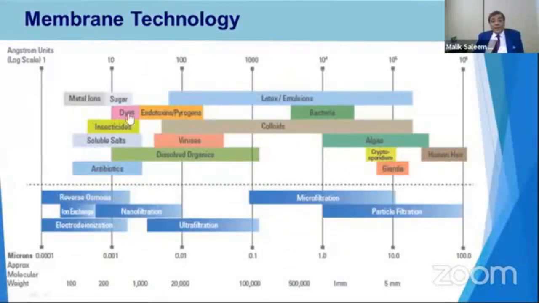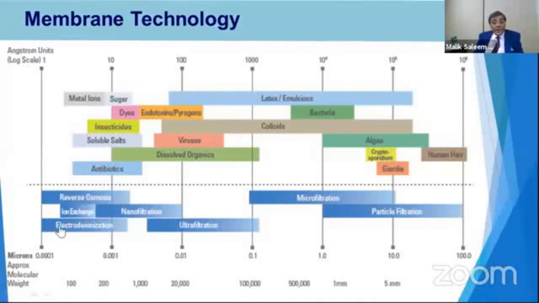This is the filtration spectrum. You can see here the pore size, and the molecular weight. Water, as I told you, has a molecular weight of 18. Sodium chloride has 58.5. And likewise for others, as the molecular weight increases, its size will go bigger. When the size goes bigger, it will not pass through the pore.